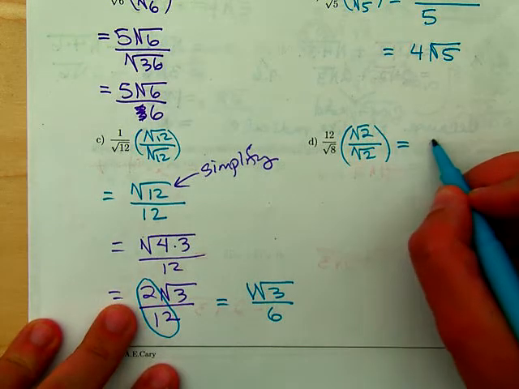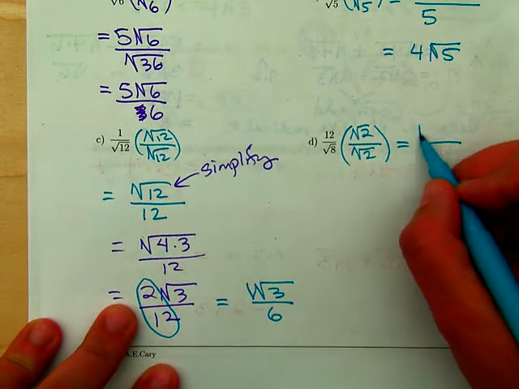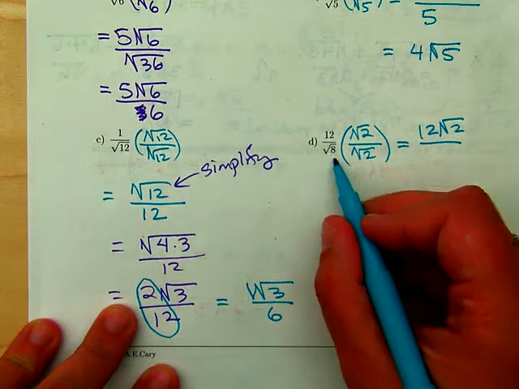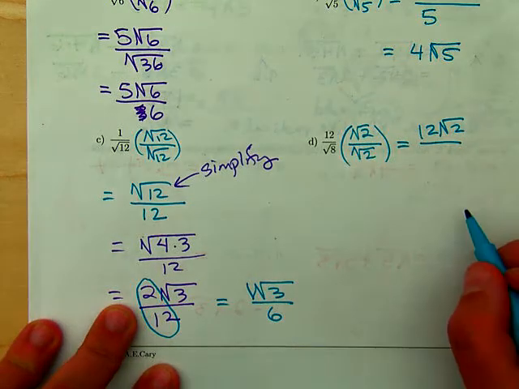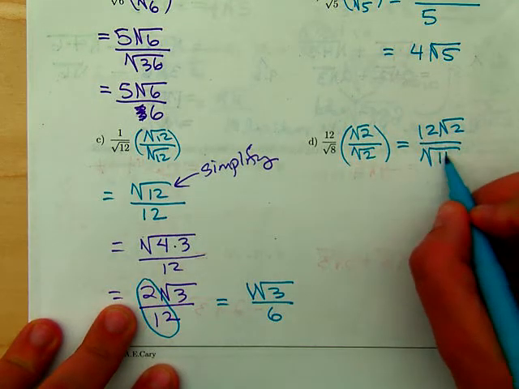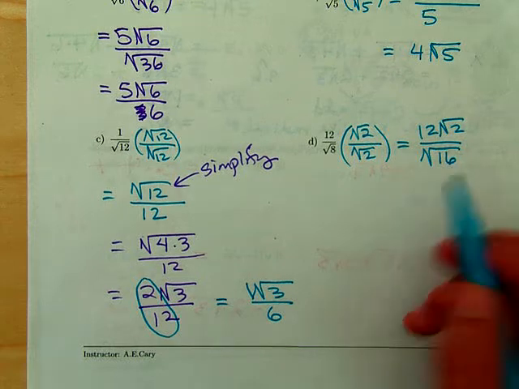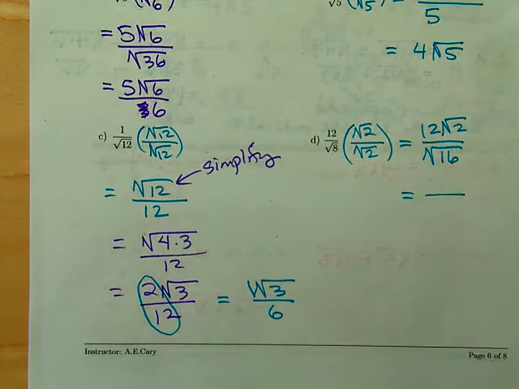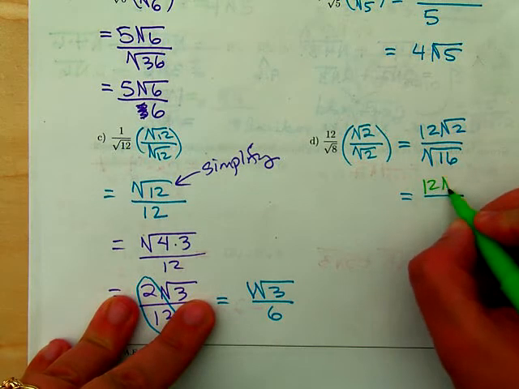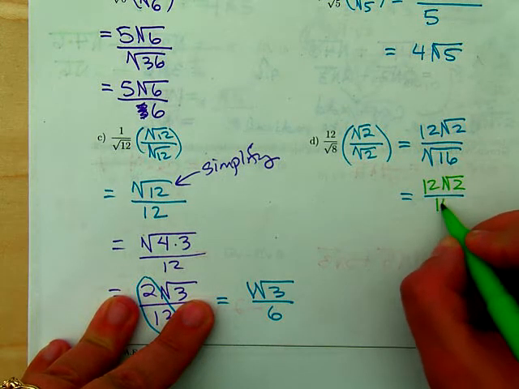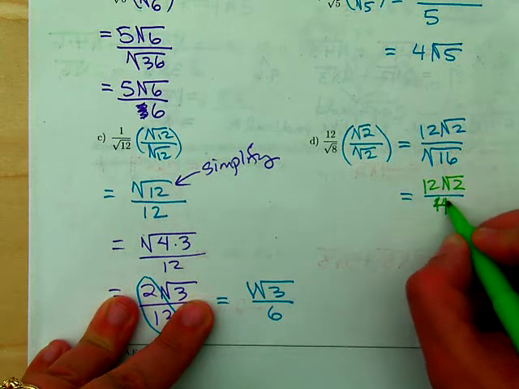Why did I choose 2 here? It's because 12 radical 2. What is 2 times 8? 16. I didn't necessarily have to do 8 times 8 to get a perfect square. You see what I'm saying? As long as I can get a perfect square, then I can take the square root of that. What's the square root of 16? 4. So this becomes 12 radical 2 over 4.